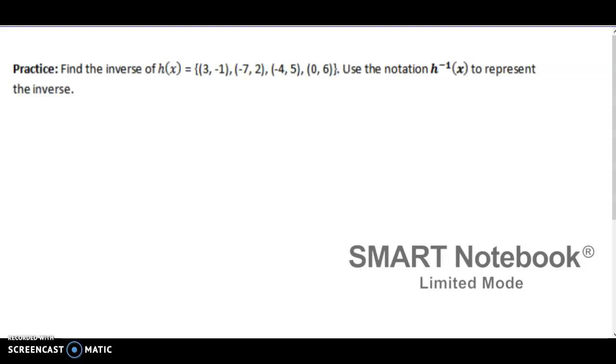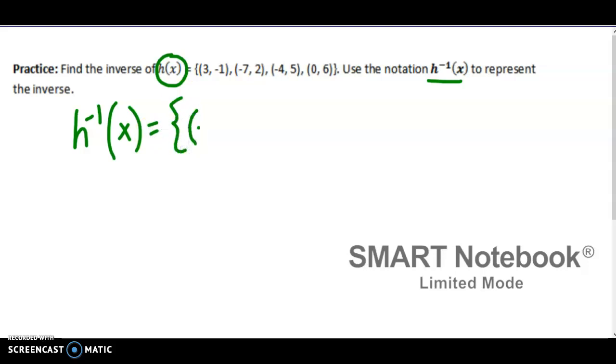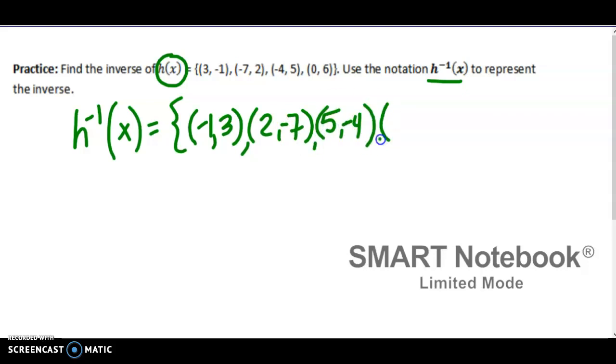So do the same thing on here, and this time I want you to use this special notation, which is our inverse notation. So rather than say f of x and g of x, we just base it off of the original. So since the original was h of x, we say h inverse. When we see the little -1 exponent, we read that as inverse. So h inverse of x is, and then we would exchange these: -1, 3, 2, -7, 5, -4, 6, 0. And then that's all you do for the inverse. And yes, that is all you do.